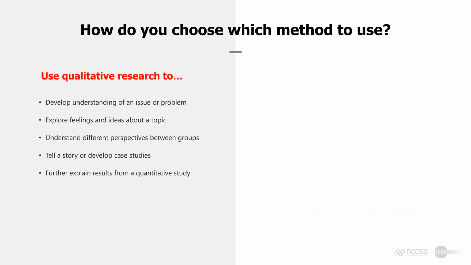So generally, you'd use qualitative research to develop understanding of an issue, to explore feelings and ideas about a topic, and to understand different perspectives between groups of people, or even to develop case studies and stories. For example, you might use qualitative research to develop a case study about the impact of a particular program on an individual or a group.